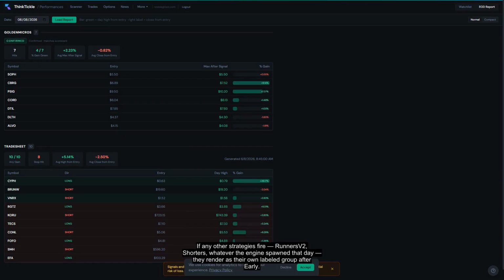If any other strategies fire, runners V2, shorters, whatever the engine spawned that day, they render as their own labeled group after early.